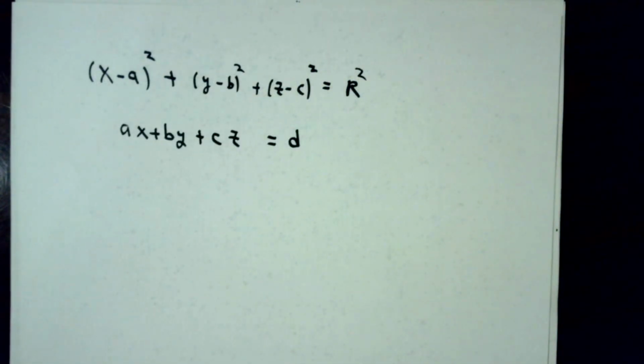An equation that looks like a constant times x plus a constant times y plus a constant times z equals a constant, we figured out that that represents a plane at right angles to the vector with components a, b, and c.